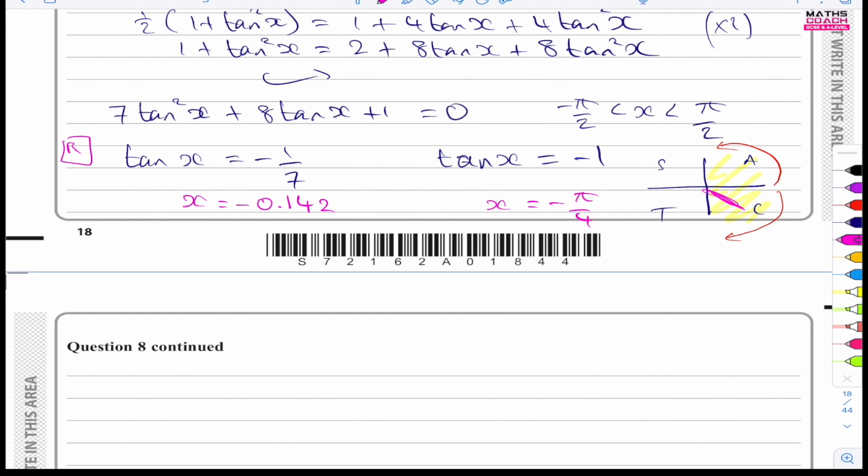You might be asking, what about the other solution? The other place tan is negative is where sine is, but here it's beyond the range, so we can ignore the second solution. So these are the only two solutions to this equation.